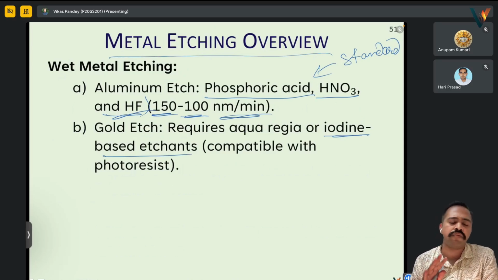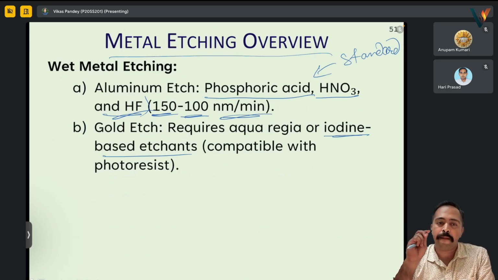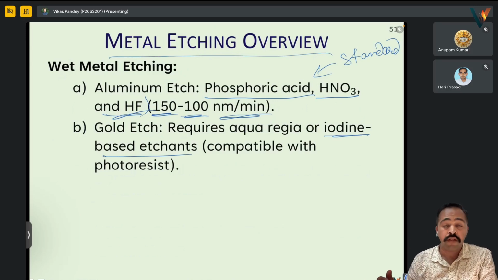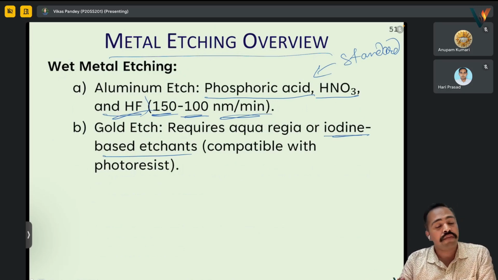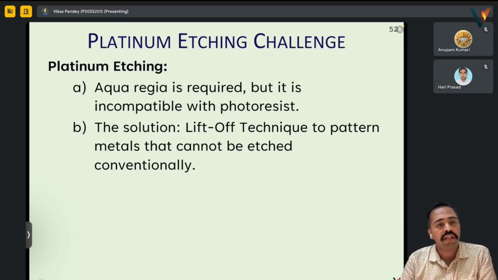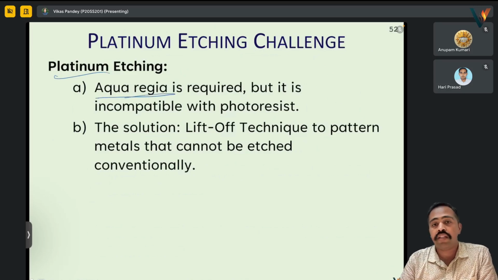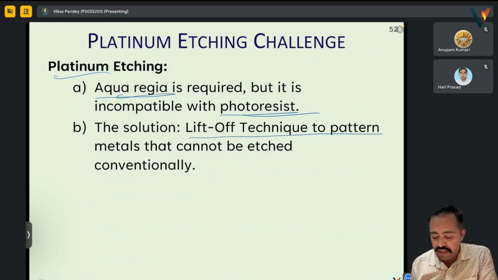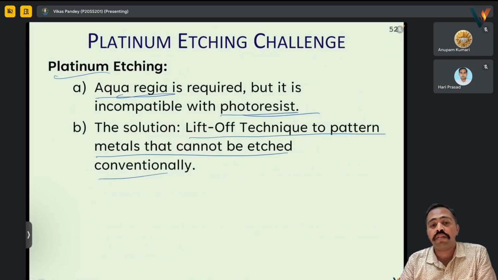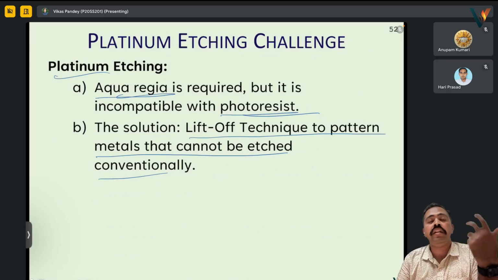And in case of metal etch, there are not so many complex things. It is just etch rate that will depend on temperature and the chemical. But there is a challenge if we try to etch some materials like platinum, which can be etched using aqua regia, but it is incompatible with photoresist. So how to do it? It is done using the lift-off technique, and this is one very common technique that is used to deal with metals which cannot be etched conventionally.